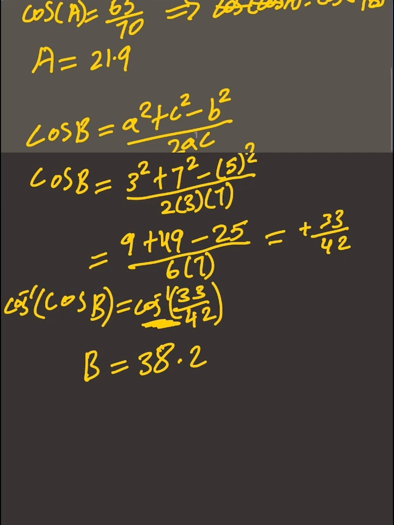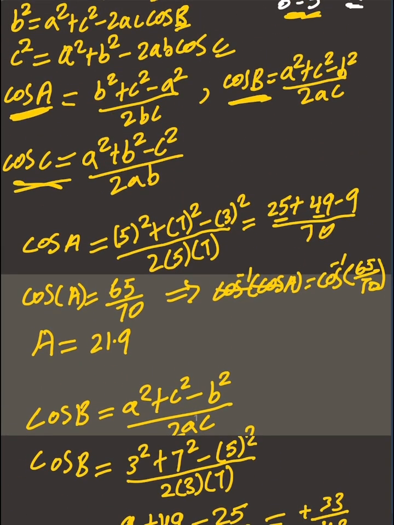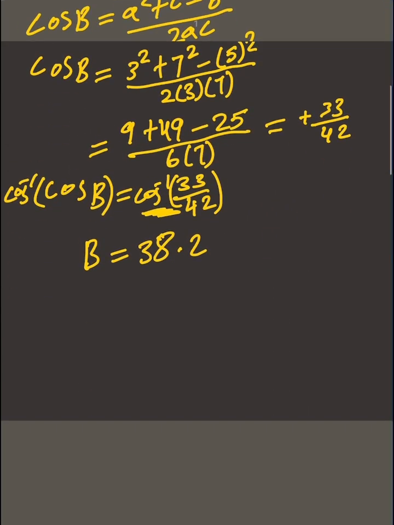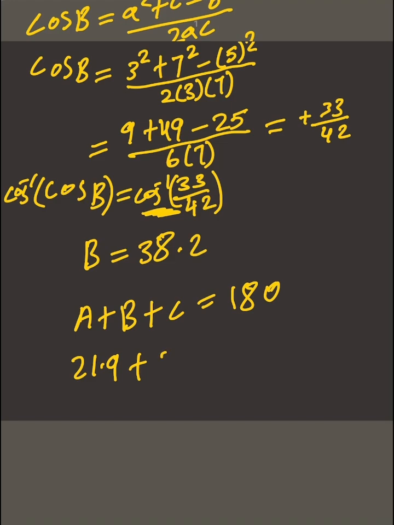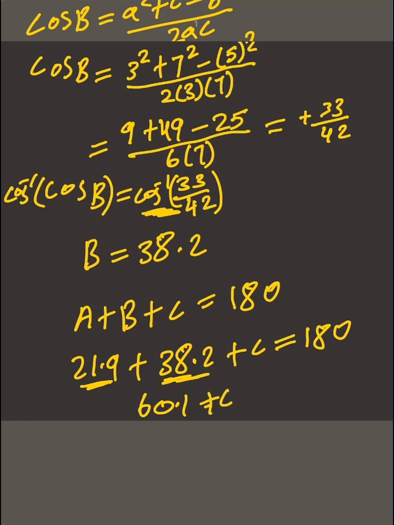Now to find the third angle, which is C, we could use this equation, but we don't have to, because we know that angle A plus angle B plus angle C equals 180 degrees, since the sum of all angles in a given triangle is 180. So 21.9 plus 38.2 plus C equals 180. First we add these two angles: the sum of A and B is 60.1, plus C equals 180.